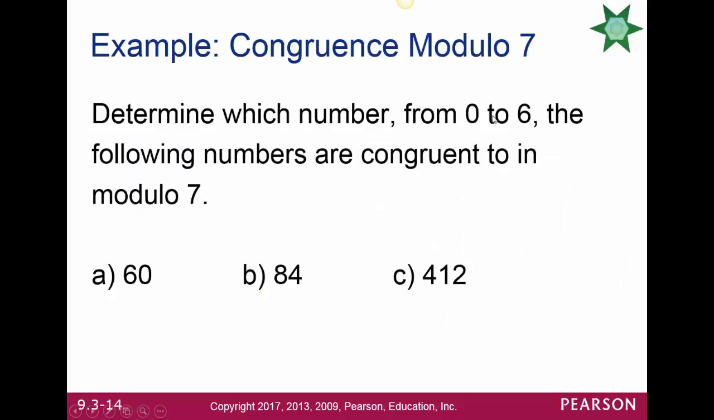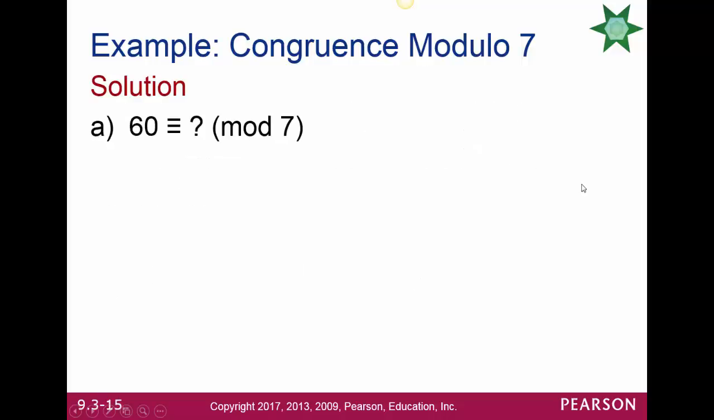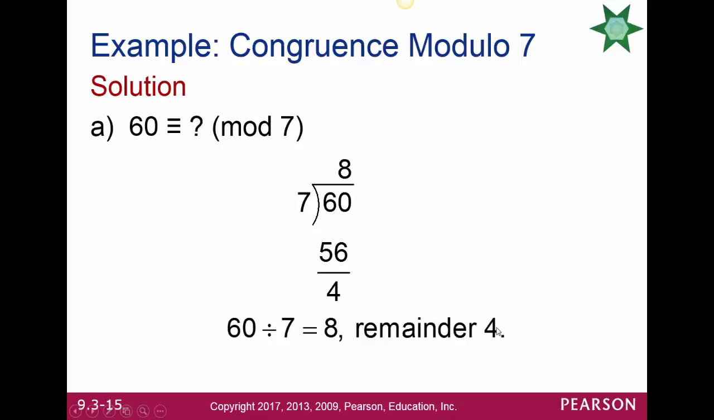Determine which number from 0 to 6 the following numbers are congruent to in a modulo 7 system. Let's take them one by one. Let's take 60 first. Here's how the question would be written out. We want to find the remainder, so you take 60 and divide by 7. We get 8 remainder 4. So 60 is congruent to 4 mod 7.